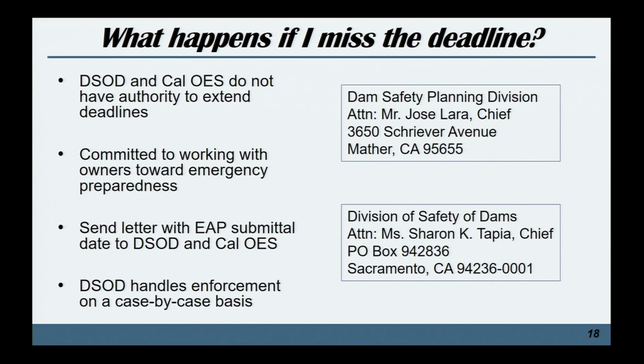So if you miss your deadline or you think you're going to miss your deadline, send a letter to both Cal OES and DSOD and let us know when you think you are going to turn in the documents. If you already have your EAP, go ahead and send that, with a letter explaining the situation. Communication is always the best option. And so I have the addresses here for both DSOD and Cal OES's programs. And then for enforcement, we always handle enforcement on a case-by-case basis. So it's always better to let us know if we know something's coming. That's always helpful. We can communicate with you.